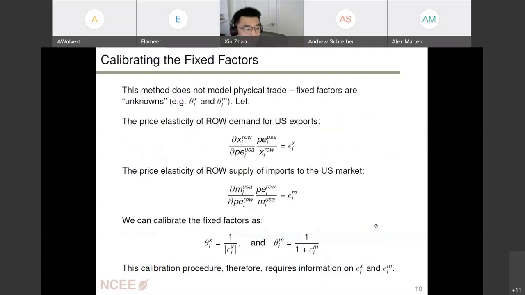So this, again, is a reduced form approach. And it doesn't model physical trade per se. These fixed factors are unknowns. And so what we need to get at here is we need to use the GTAP and GAMS framework to simulate price elasticities. And so the two elasticities that are relevant here are the price elasticity of the rest of world demand for US exports, and then the price elasticity of the rest of world supply of imports to the US market. And so presuming we can simulate those reasonably, we can calibrate the fixed factors as shown here. And again, as those price elasticities get quite large, you would revert back to the small open economy assumption, which actually matters for the import side of the model. Next slide.